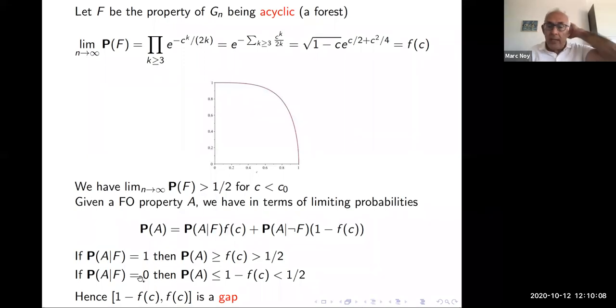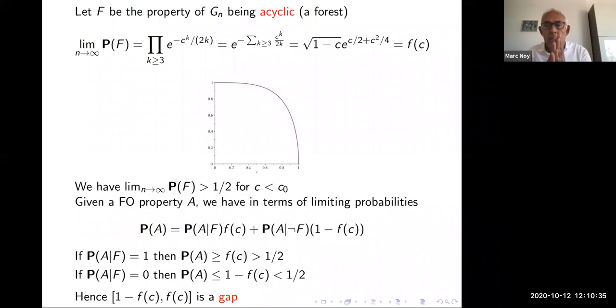If, on the other hand, the probability of A conditioned to the forest is 0, and this is 0, then this probability is at most a probability times 1 minus F of C, which is smaller than 1/2. So no probability can be between 1 minus f of c, which is less than 1/2, and f of c, which is larger than 1/2. And this is a gap.